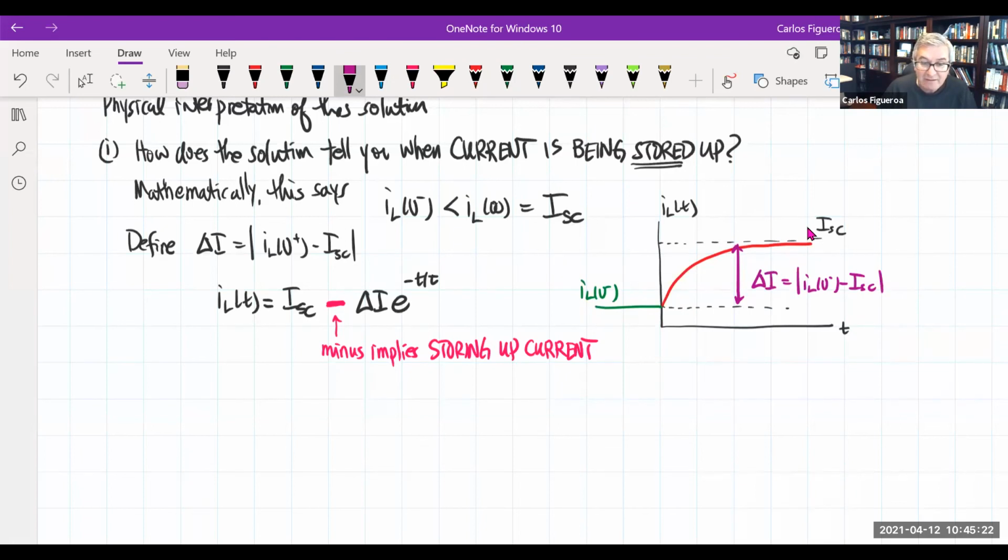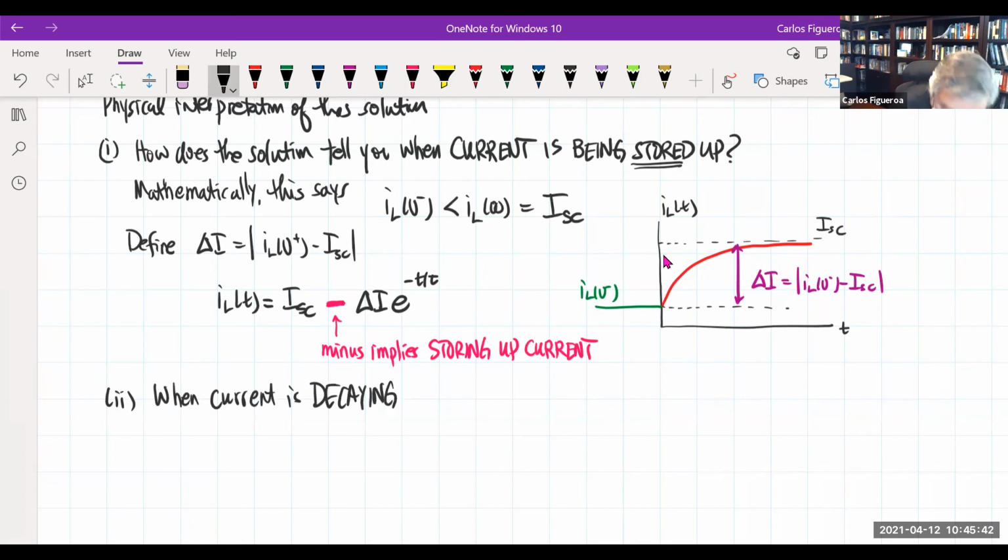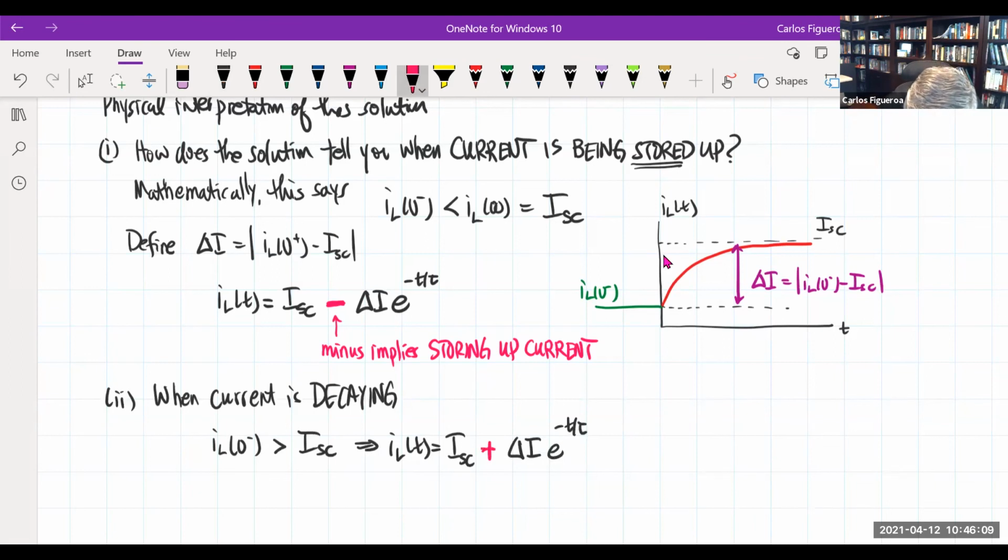That minus sign is telling you that it's going to go to a higher current and therefore storing. If I do the same thing for the decay here, when current is decaying, then what we're seeing here is that IL of 0 minus is greater than I short circuit. So what this tells us is that the solution IL of t, which starts off at, of course, I short circuit here, when I look at that delta I thing, you're going to get a plus sign right here.